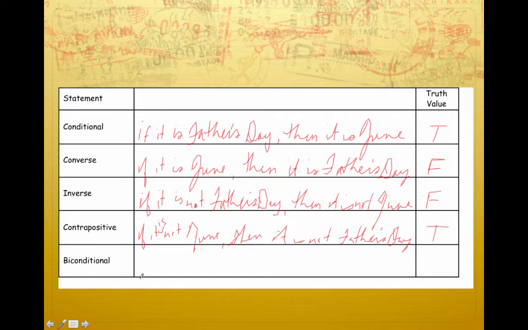The biconditional would say it is June, or no, it is Father's Day, sorry, my pen is making me feel crazy. Father's Day, if and only if June, so that would mean that if it's Father's Day, then it's June, and if it's June, then it's Father's Day. Since one of those is true and one of those is false, then the biconditional is false.